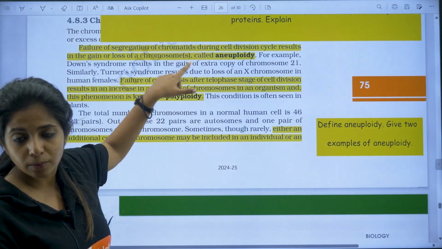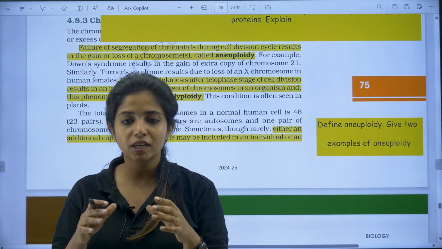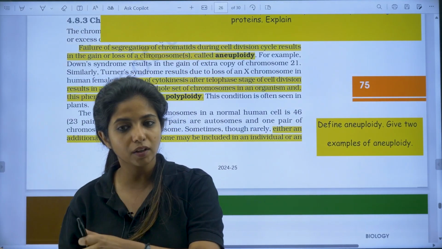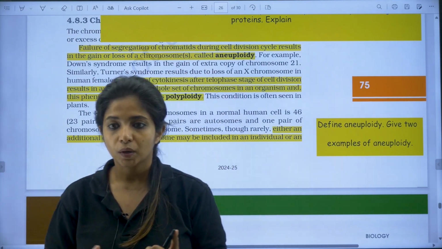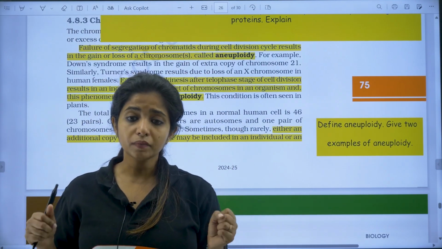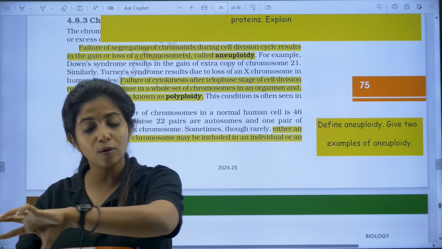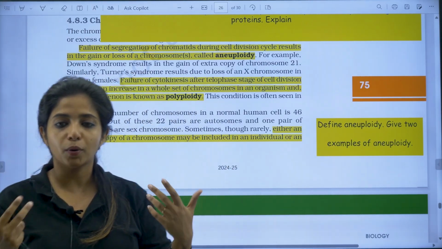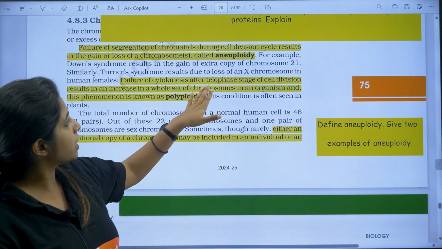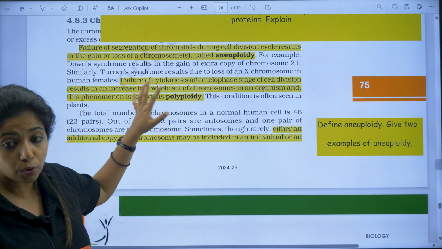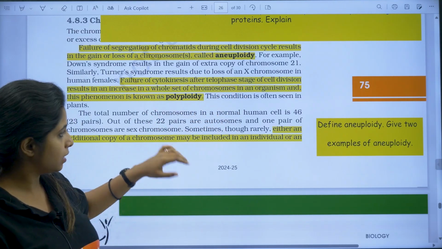Polyploidy is different from aneuploidy. In aneuploidy, what is happening, my dear children? One chromosome might be extra, another chromosome might be lost. But in polyploidy, the whole set of chromosomes comes together in one organism, or probably a whole set of chromosomes might not be there. This is known as polyploidy. Failure of cytokinesis after telophase stage, that is totally different. It is found mostly in plants.